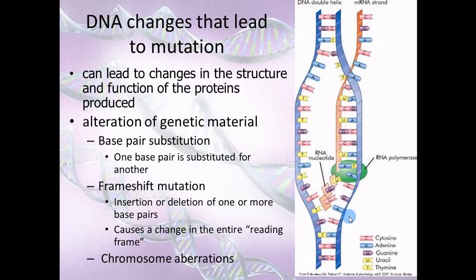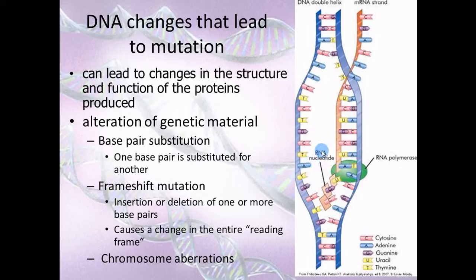Here are kind of the major types of mutations. So we saw some of the causes and we saw some of the effects, but now looking at the DNA, the major changes. So first you can have a base pair substitution, or a frame shift mutation, or an overall chromosome change. We're going to focus on these two right now. We're going to talk about chromosome changes a little bit later.